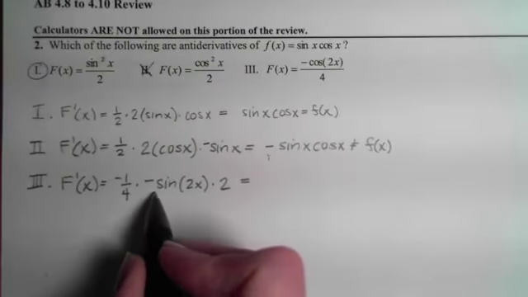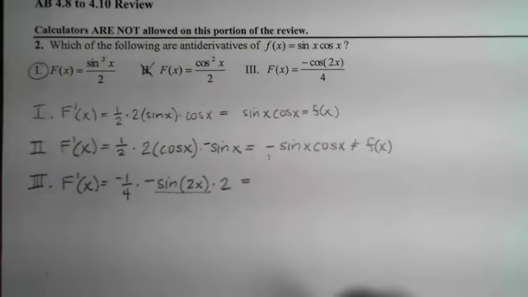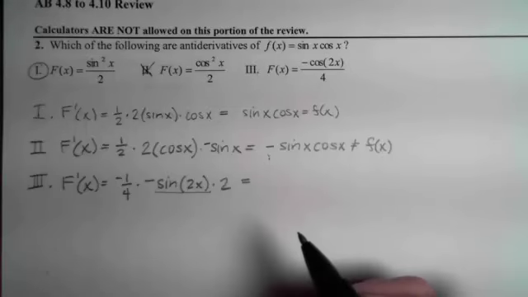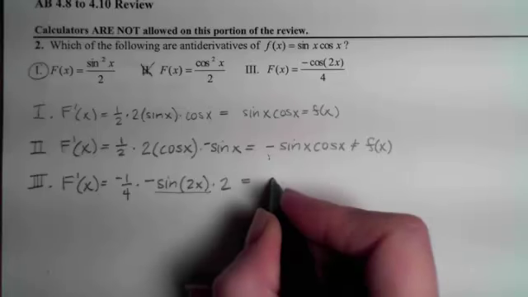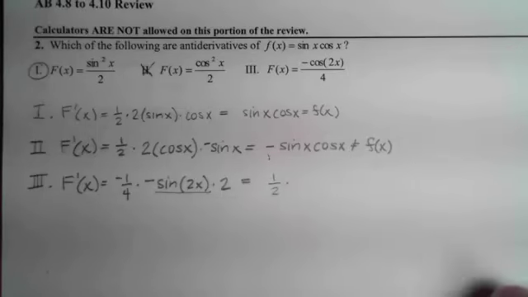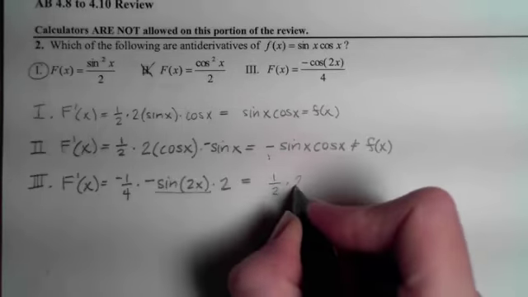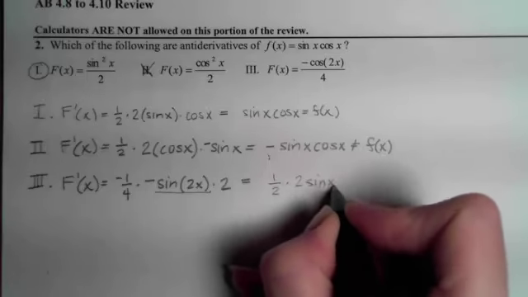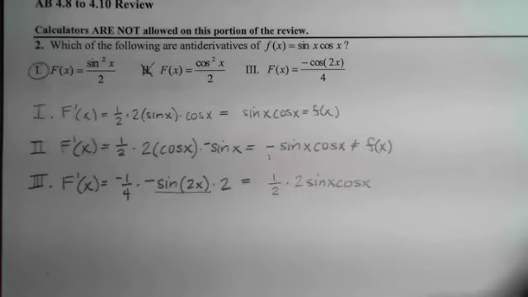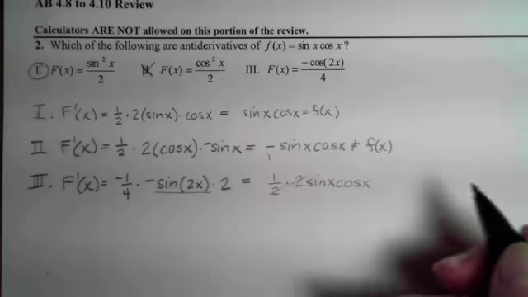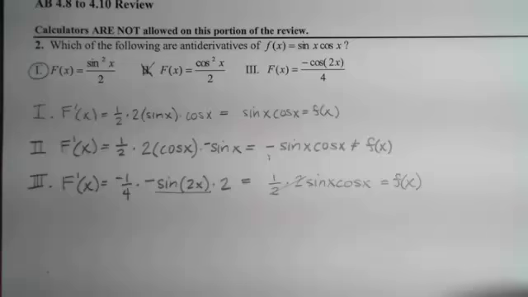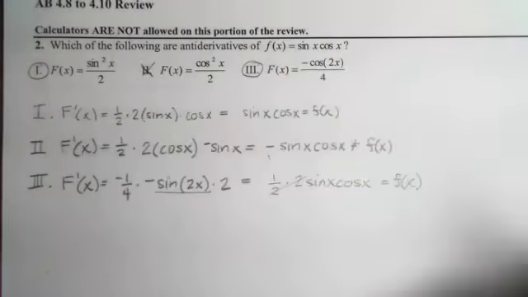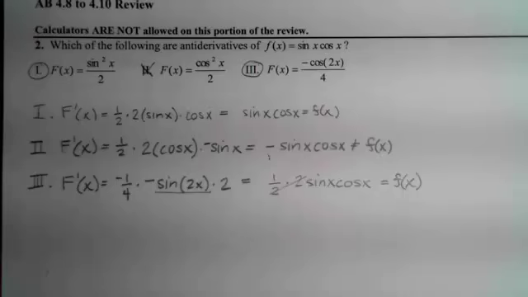if we bear in mind our trig identity for the sine of 2x, that's our double angle formula, then we can put all the constants together, which would be a positive 1/2, and then a sine of 2x is the same as a 2 sine of x cosine of x. So you can see that the 2's will cancel, and we end up with little f of x again. So Roman numeral 3 is also going to be an antiderivative.